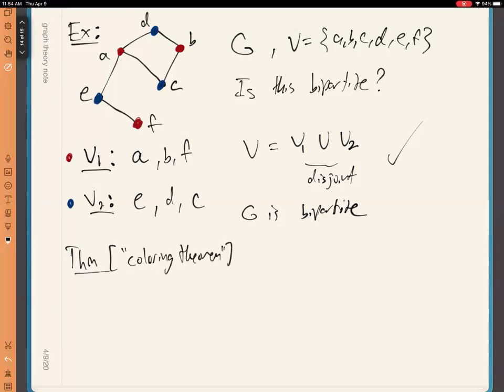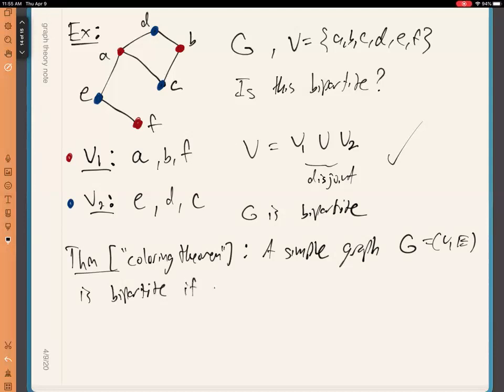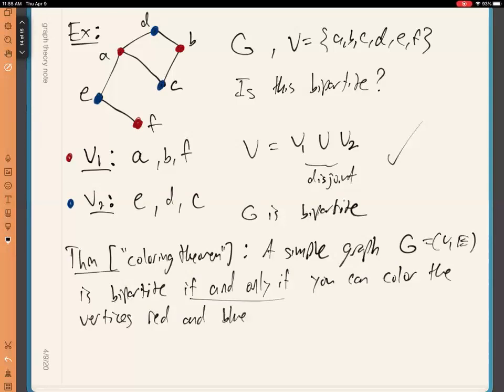And the theorem is the following. A simple graph G, say with vertex set V and edge set E, is bipartite if and only if, meaning it's equivalent to, you can color the vertices, say red and blue, such that no red vertex is a neighbor of another red vertex, and no blue vertex is a neighbor of another blue vertex, right? So, such that no vertices of the same color are adjacent.